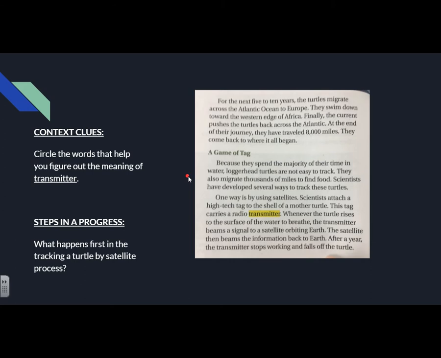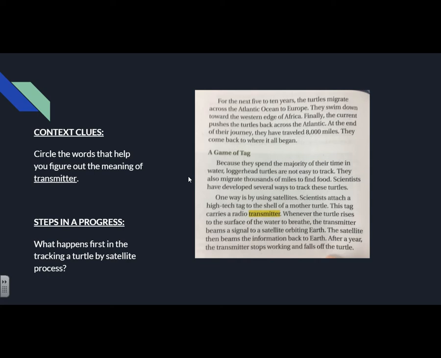All right, so it says circle the words that help you figure out the meaning of transmitter, and then it says steps in a process. So remember, steps in a process are what we call technical procedures. Think of when we talked about the steps to making a peanut butter and jelly, steps to building a snowman, steps to building chocolate cupcakes. So it says what happens first in the tracking of a turtle by satellite process.